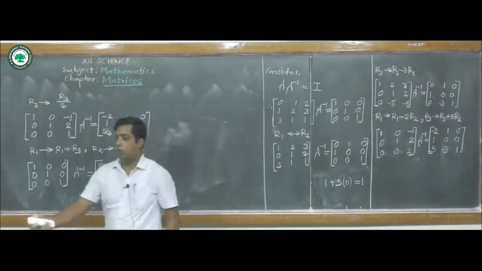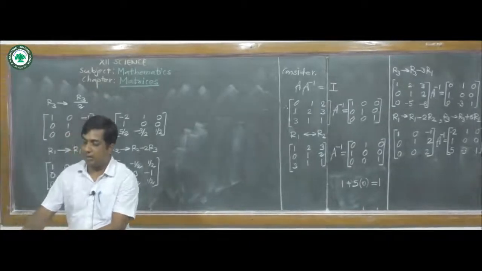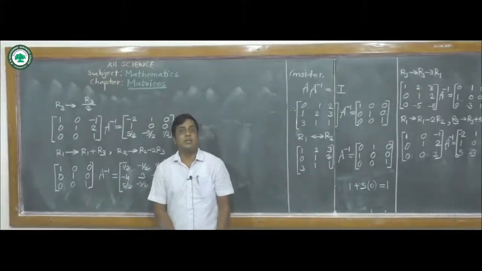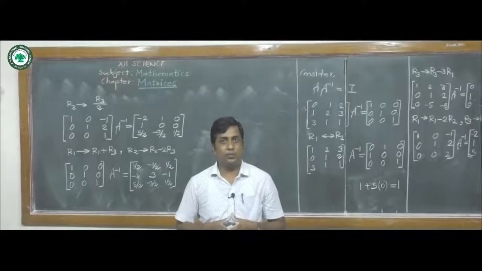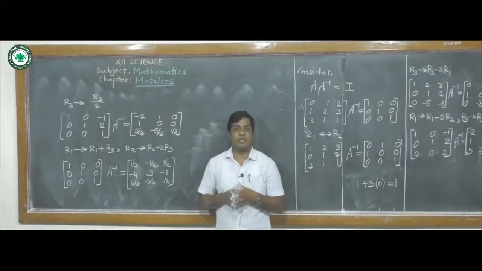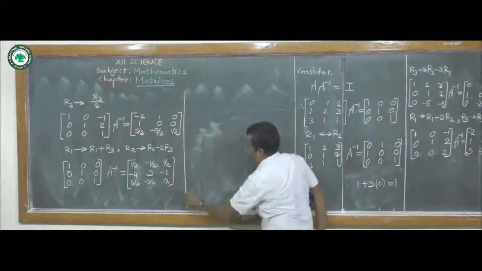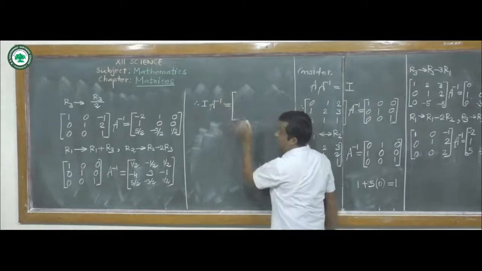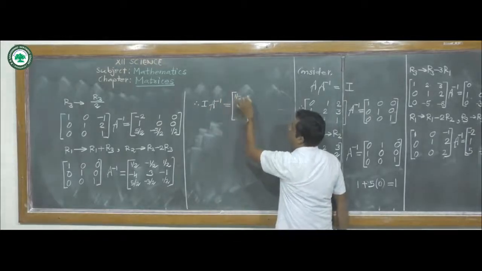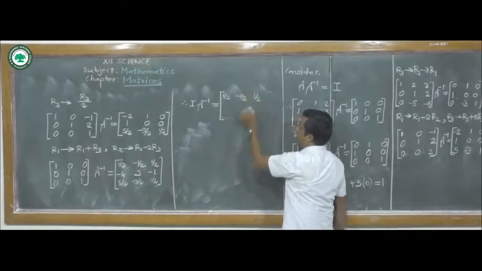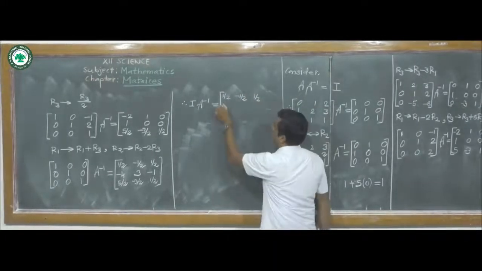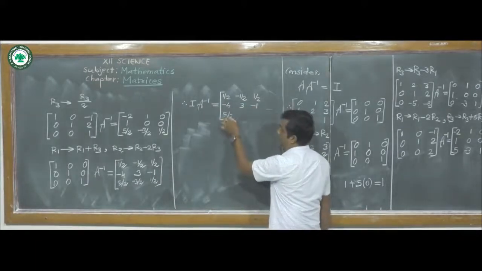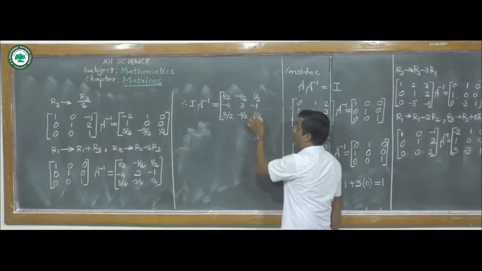So we reduce our given matrix A to the identity matrix, and to reduce this we perform the row transformation. So we get I, A inverse is equal to the matrix having elements 1 upon 2, minus 1 upon 2, 1 upon 2 in the first row. For the second, minus 4, 3, minus 1. For the third, here 5 upon 2, minus 3 upon 2, 1 upon 2.